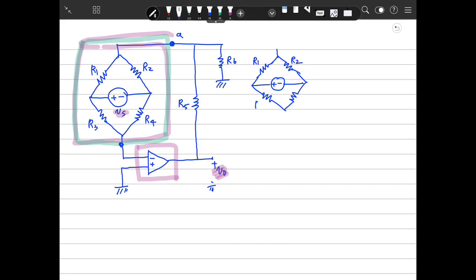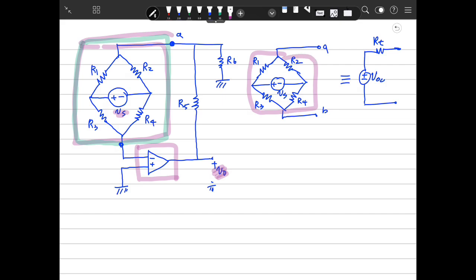This is R1, R2, R3, R4, and Vs, and this is A and B. So we can make this a Thevenin equivalent circuit: one voltage source, VOC, and one resistor here. You don't care about the inner circuit's complexity. So to do that, at first, what should we do? We find the open-circuit voltage VOC, but the shape is very complicated.